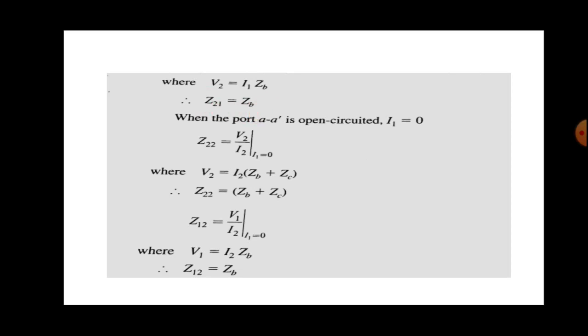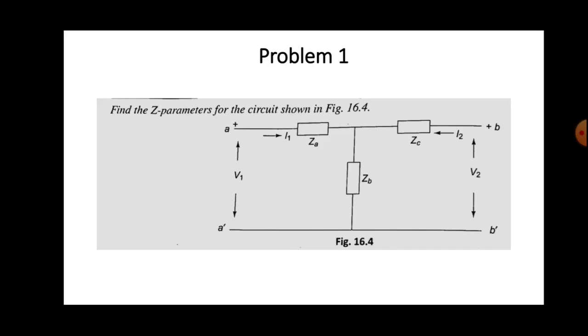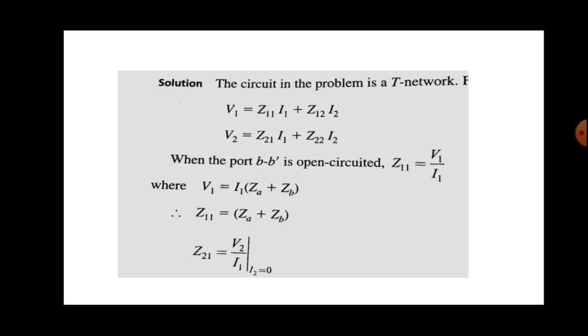Next, you have to find the other parameters by open circuiting the first port, that is A dash. So when we open circuit A dash, I1 will be equal to 0. That means there will not be any current flow through this part. So this part of the circuit is omitted and you will have only this part. Again, go to the equation: when I1 equal to 0, this term will become 0. Similarly, this term also becomes 0. So you can find V1 equal to Z12 into I2.